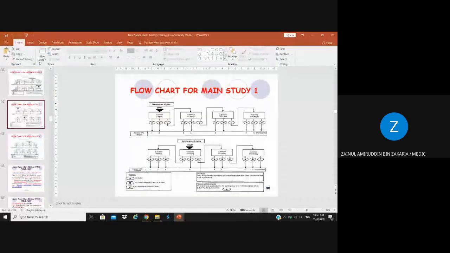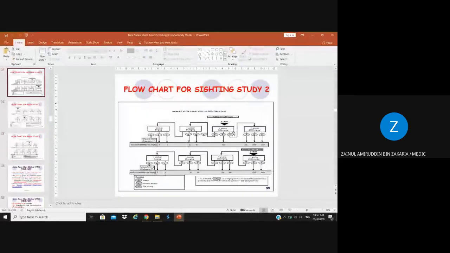Sighting study 2, you can also start at 300 or you can start directly at 2000. If 2000 did not kill the animal, then you can use any dose within 0 to 2000 as your dose. If 2000 did not kill the animal, you can choose.